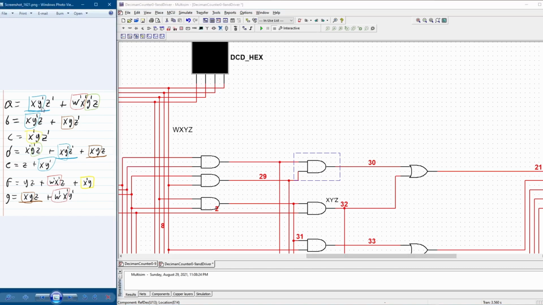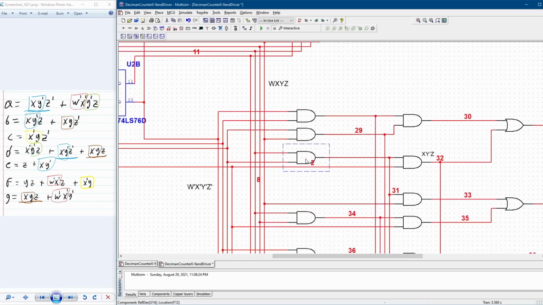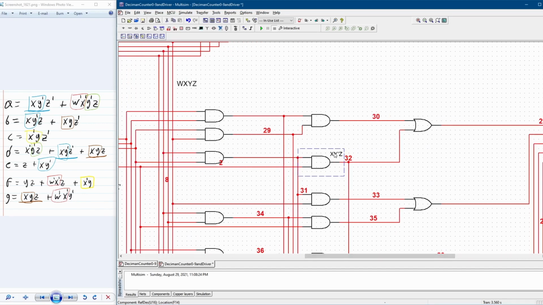The next one we need is this one on the left, which is X, Y naught, Z naught. So then we come down here, take X here, take Y naught from here, and then we take Z naught directly from here, and then put it into this other AND gate. So this AND gate, I have it actually labeled here. So this is actually X, Y naught, and Z naught. This is supposed to be a Z naught here.